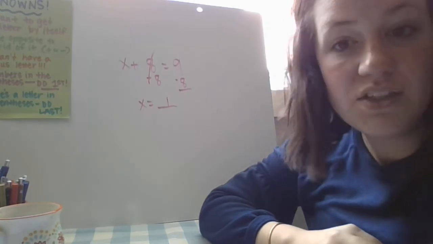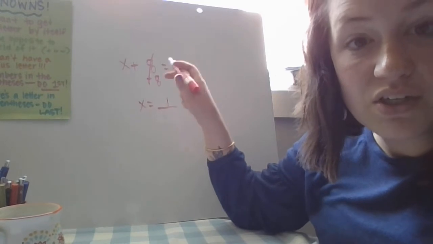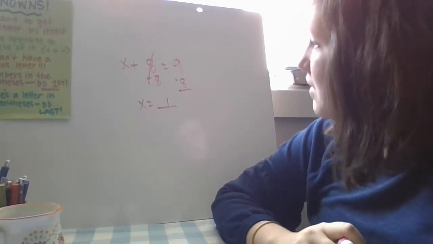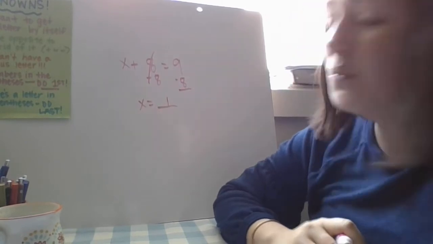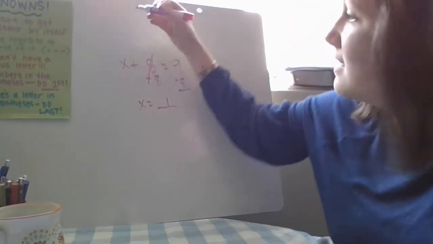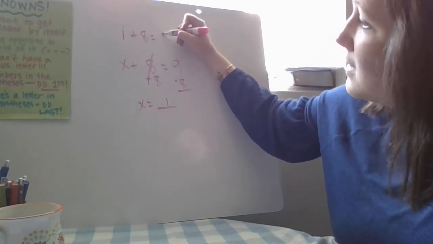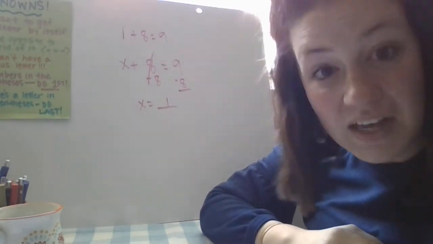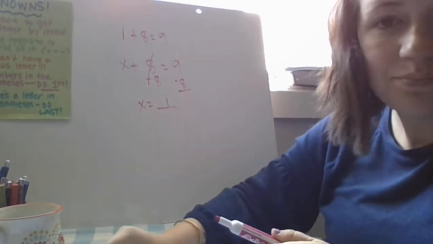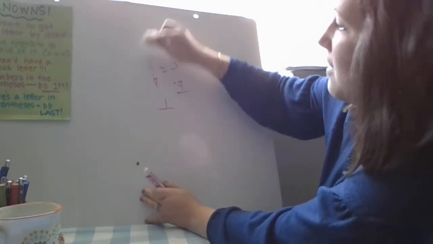And something that I didn't show you last time, but you can do something to check your work. So if we know that x equals 1, we could plug that back in to our original equation. So if x plus 8 equals 9, and we know that x equals 1, we can put that 1 in where that x is. 1 plus 8 equals 9. Does 1 plus 8 equal 9? Yeah, so that's how we know we're right. So that's what we've been doing. And we're going to take it a step farther now.